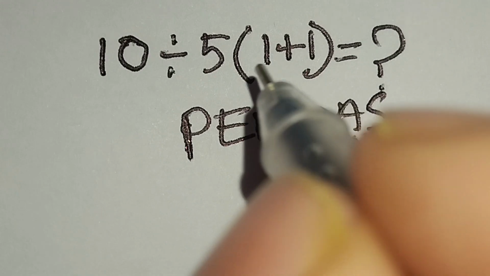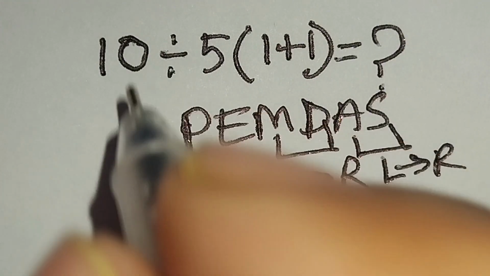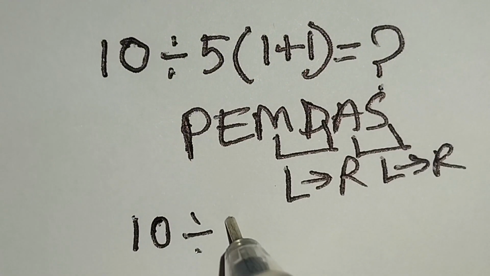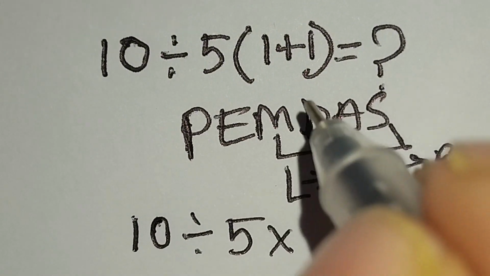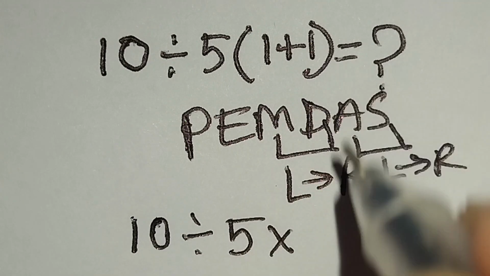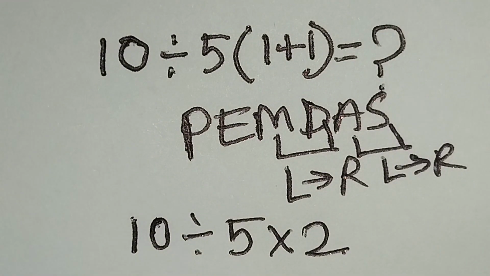Therefore, at first we have to work with this parenthesis. Here, this 10 divided by this 5 multiplied by this. Inside this parenthesis we have 1 plus 1. 1 plus 1 gives us 2.